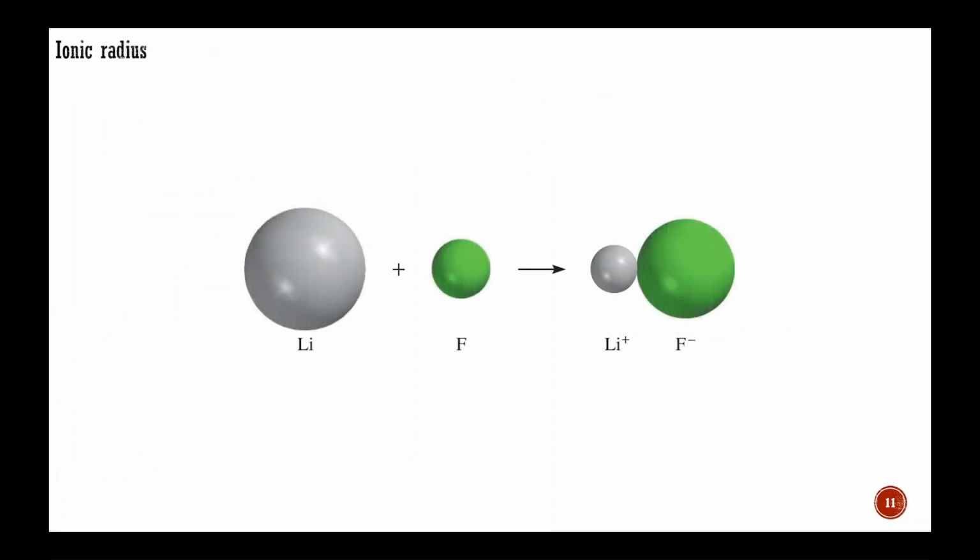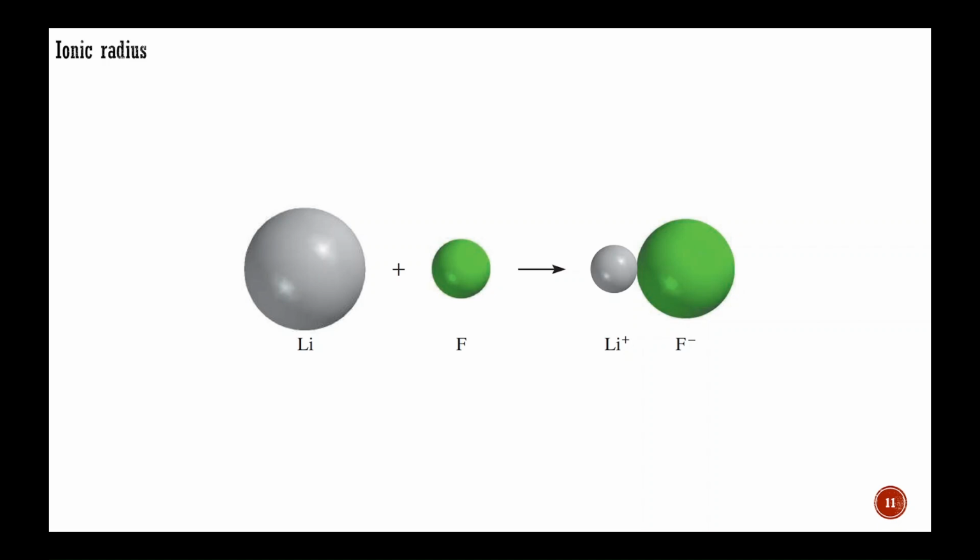When an atom gains or loses one or more electrons to become an ion, its radius changes. It should not surprise you that the ionic radius, the radius of a cation or an anion, affects the physical and chemical properties of an ionic compound. For instance, the three-dimensional structure of an ionic compound depends on the relative sizes of its cations and anions.